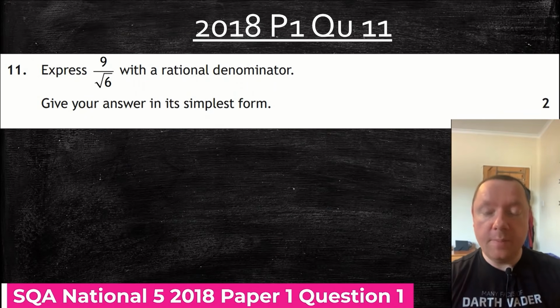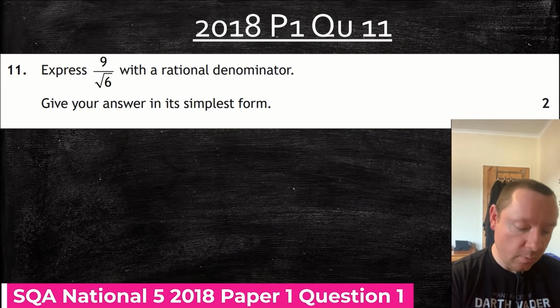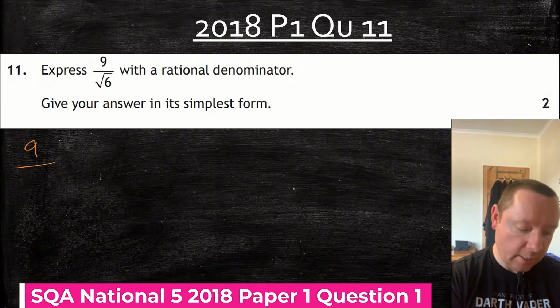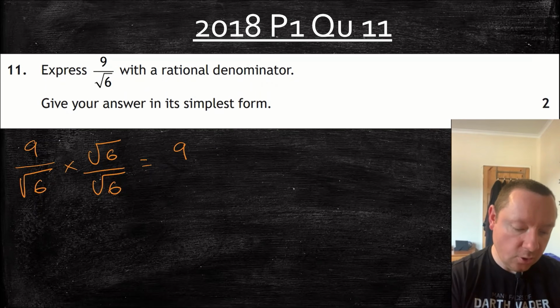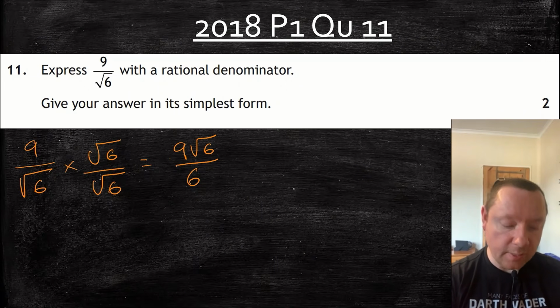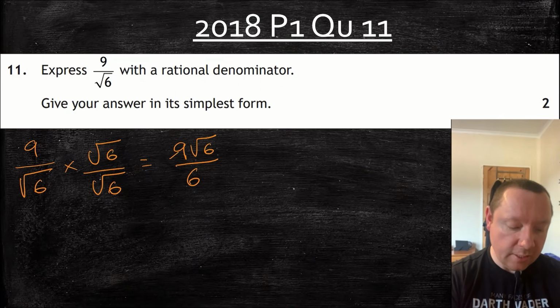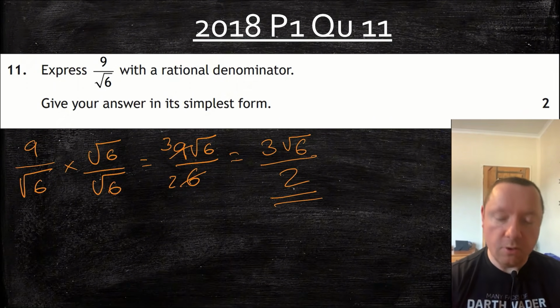Okay, 2018 paper 1 question 11. Express 9 over root 6 with a rational denominator. So we start with 9 over root 6. We times by root 6 over root 6. So this gives me 9 root 6 on the top over just 6 on the bottom. And I can simplify the number parts by dividing by 3. 3 goes into 9 3 times. 3 goes into 6 twice, leaving 3 root 6 on the top and 2 on the bottom for our final answer.